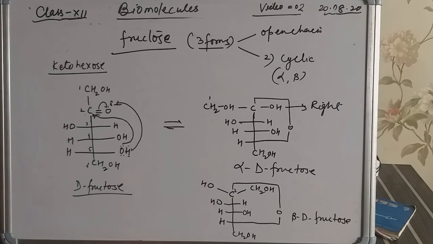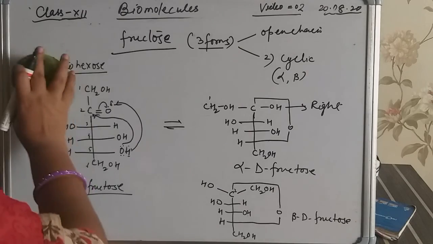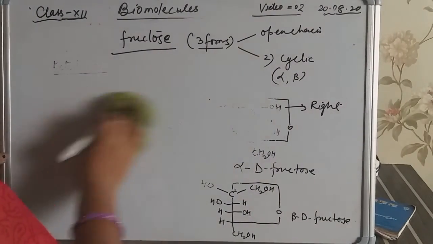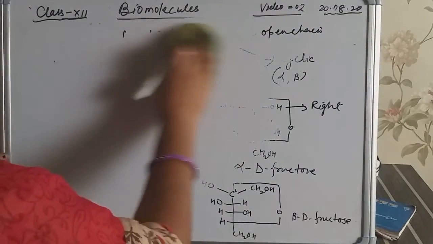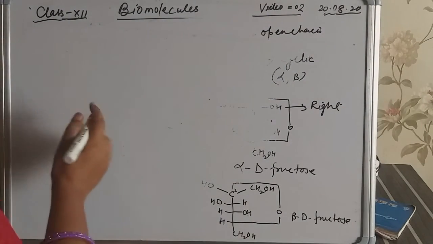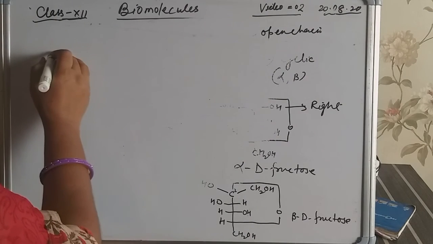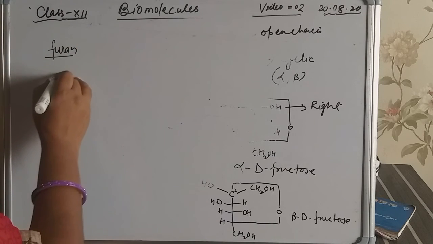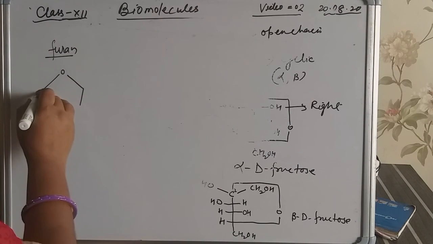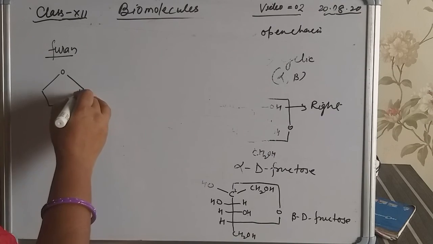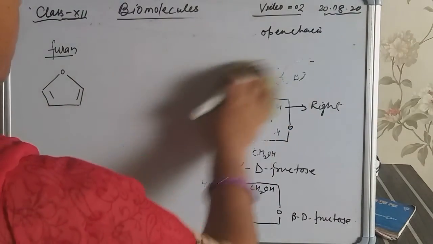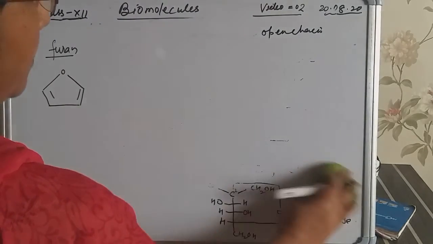So let's draw the Haworth structure of this. The Haworth structure is similar to furan. Furan is a compound like this. Their Haworth structure is similar to furan, so it is called a furanose.